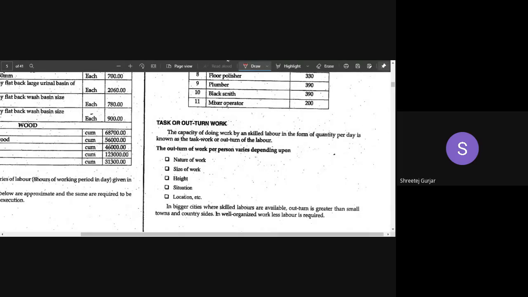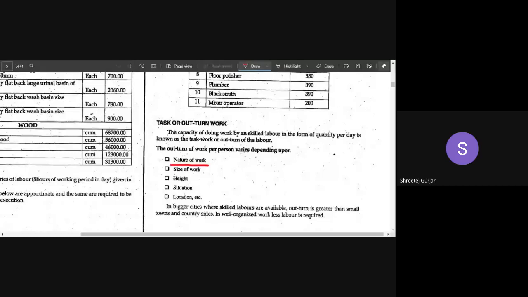Quickly you have to reply. On what factors will the labor output vary or depend? Type of work, and how much work is there to be done. Correct. So depending upon the type of work, the nature of work. He has covered this particular thing, nature of work.